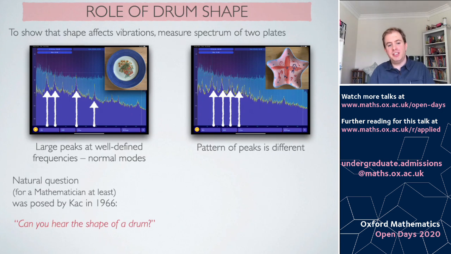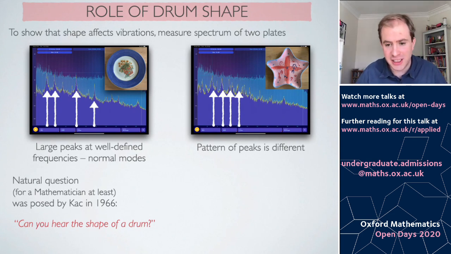And then to a mathematician, maybe a natural question is to ask, well, if I listen to the sound of a drum or a plate, could I work out from listening to what frequencies are in that sound what the shape of that drum is? So you might phrase that question as: can you hear the shape of the drum?